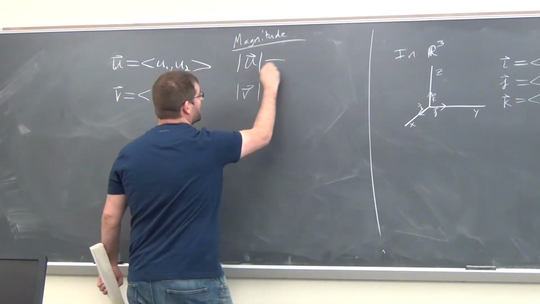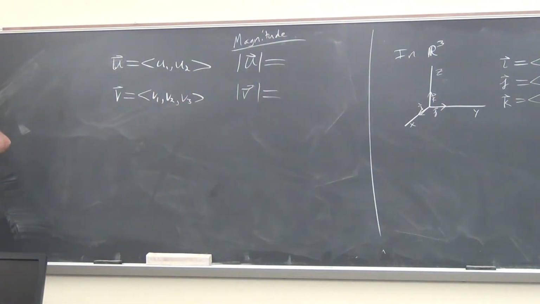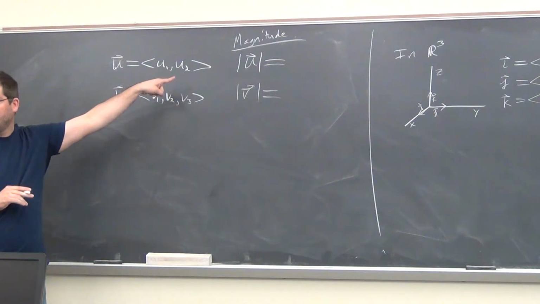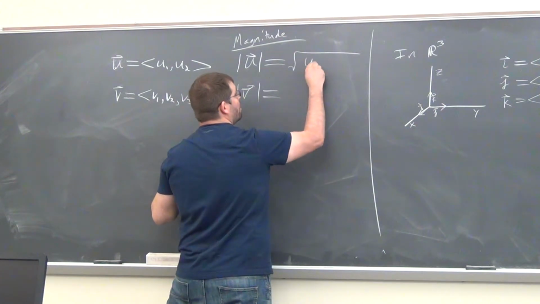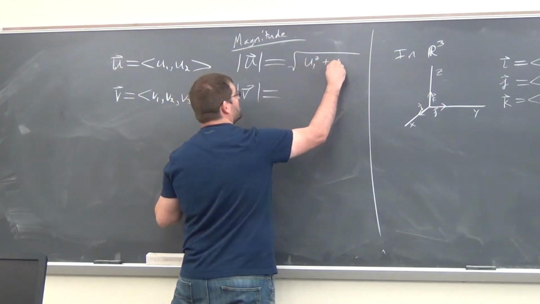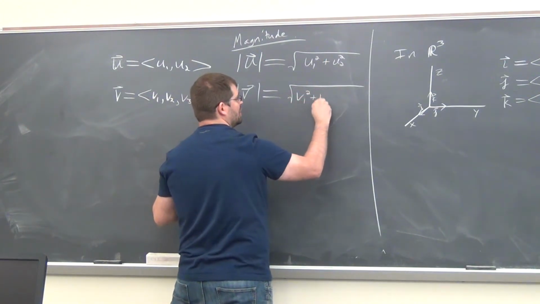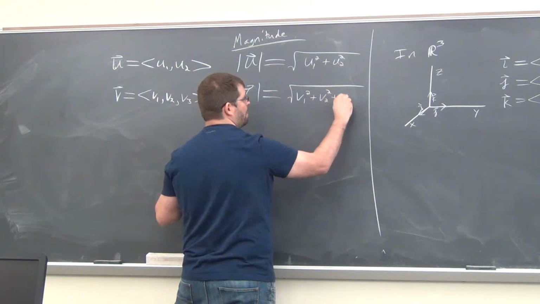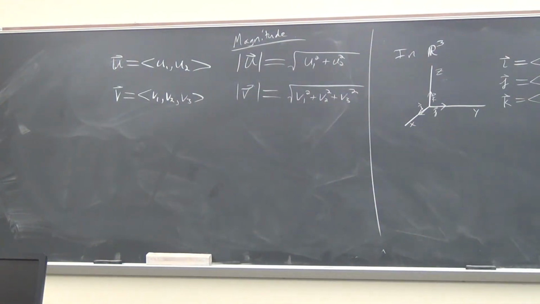You're welcome to use whatever notation you're comfortable with. If you've already fallen in on one, that's fine. Just make sure you're doing it. What's the magnitude of a 2-dimensional vector? Square root of u1 squared plus u2 squared, and then same thing for a 3-dimensional vector, but with 3 terms. Does this all look familiar to everybody? Okay.